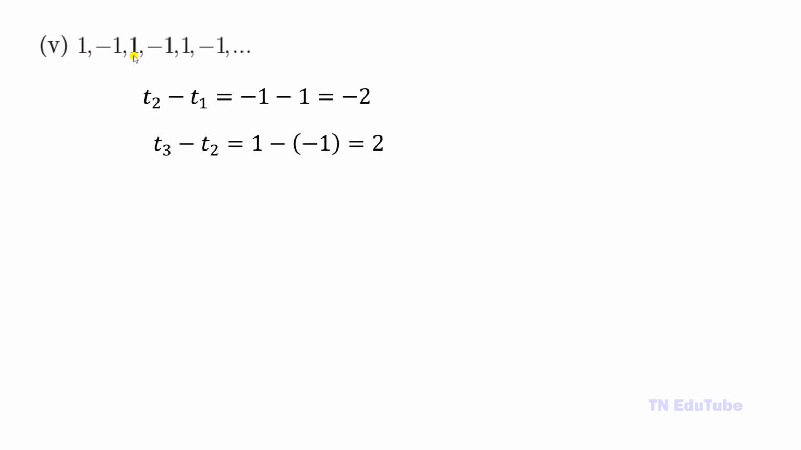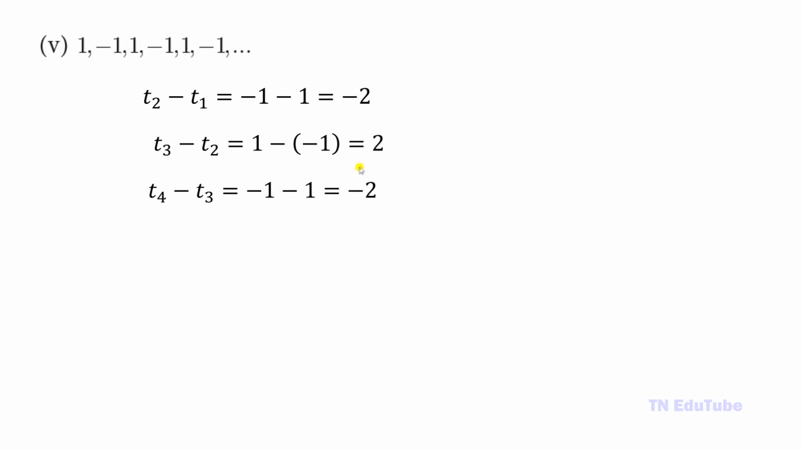Then T3 minus T2. That means T3 is plus 1, minus T2 is minus 1. So minus minus 1, minus into minus becomes plus 1. 1 plus 1, you get plus 2. T4 minus T3: the fourth term is minus 1, minus plus 1. So minus 1 minus 1, you get minus 2.